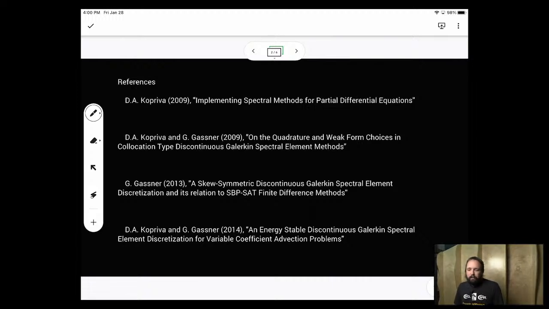So at the top is a book from David Kopriva, absolutely excellent for learning how to do very practical stuff with spectral element methods. It's where I got started years ago. And then there are 3 separate papers that a lot of the content is coming from today, particularly the 2013 and 2014 papers, but there is some backing material from this 2009 paper from Kopriva and Gassner.